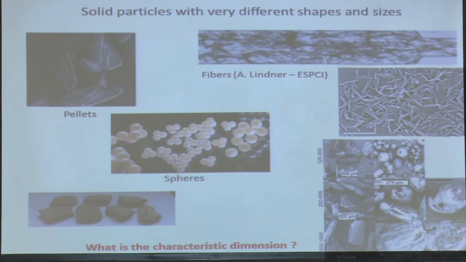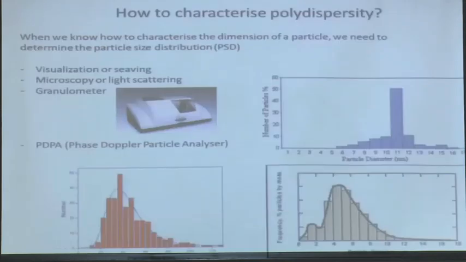When you know the size, you can make a particle size distribution for a polydisperse suspension. You can do it by visualization with a microscope, by sieving, or by light scattering, for example granulometry. There are different existing techniques to give you this type of information. So you have a length scale, which could be the length, the diameter, the thickness, or the equivalent diameter. And when you know how to define the length scale, you get the information about the distribution of that length scale within your suspension.